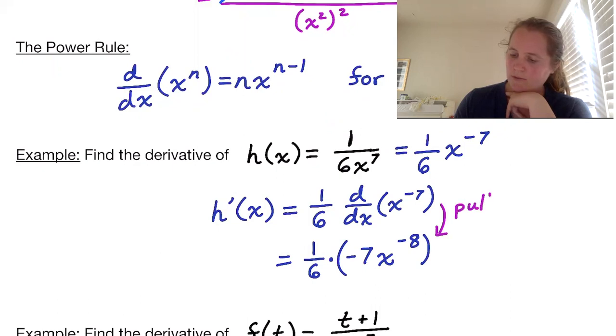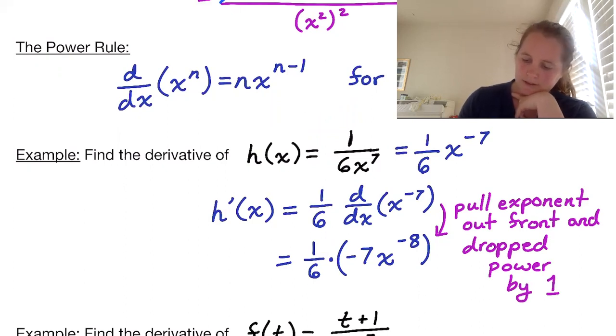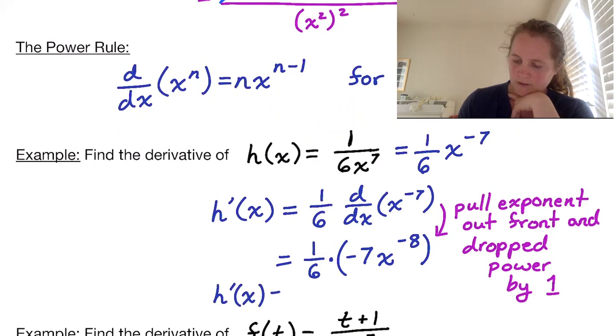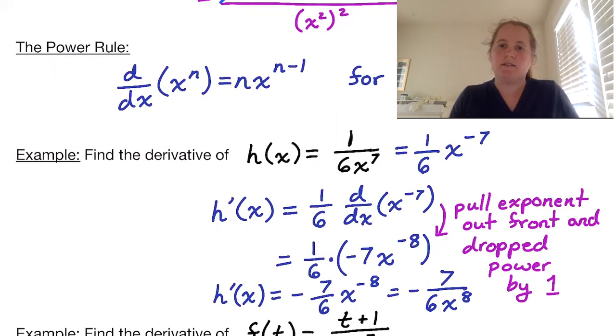Again, pull the exponent out front and drop the power by 1. So h prime of x is negative 7/6 x to the negative 8, or negative 7 over 6x to the 8th. Again, we're just taking advantage of the fact that dividing by x to the 7th, that's the same thing as multiplying by x to the negative 7th.